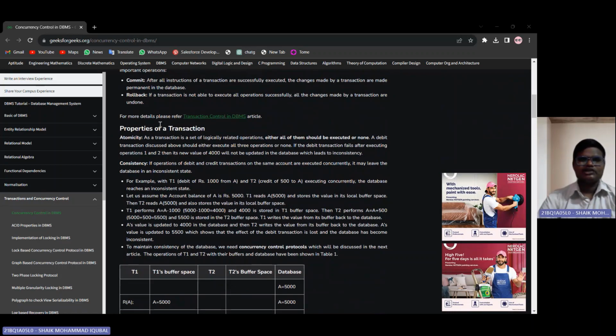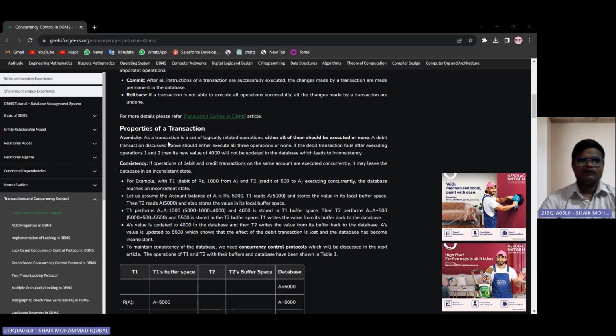Atomicity. As a transaction is a set of logically related operations, either all of them should be executed or none. A debit transaction discussed above should either execute all three operations or none. If the debit transaction fails after executing operations 1 and 2, its new value of 4000 will not be updated in the database, which leads to inconsistency.